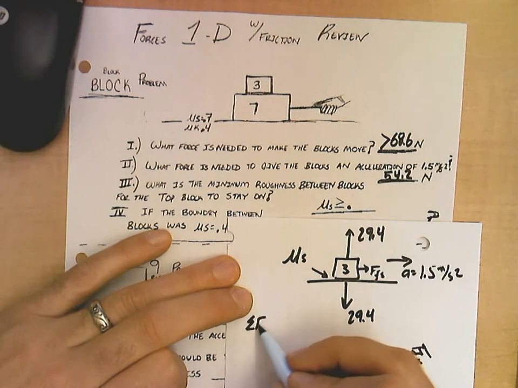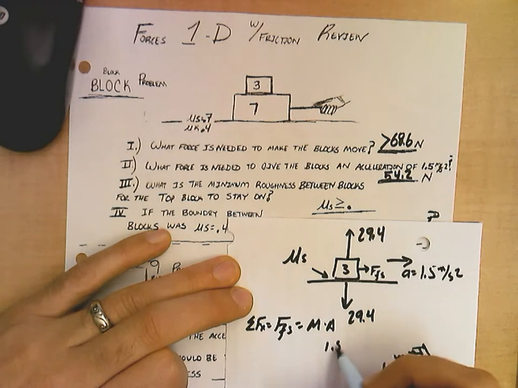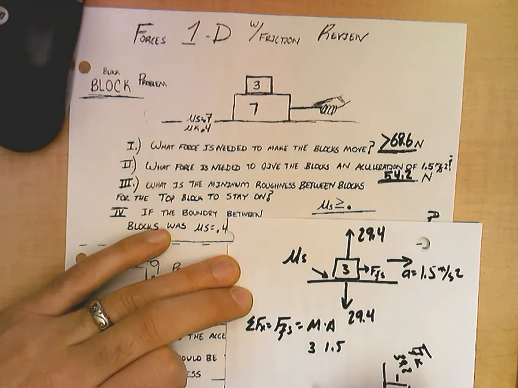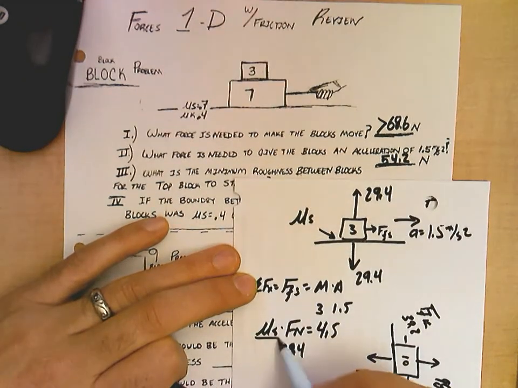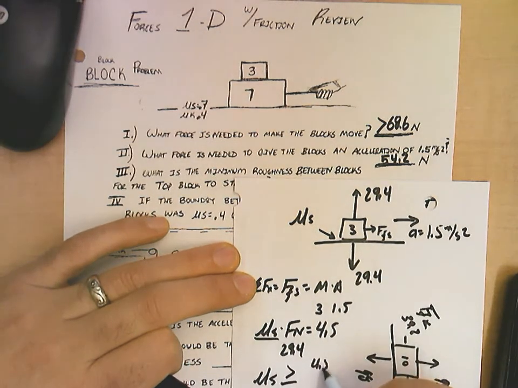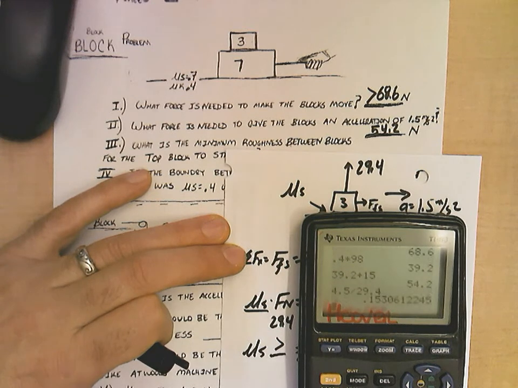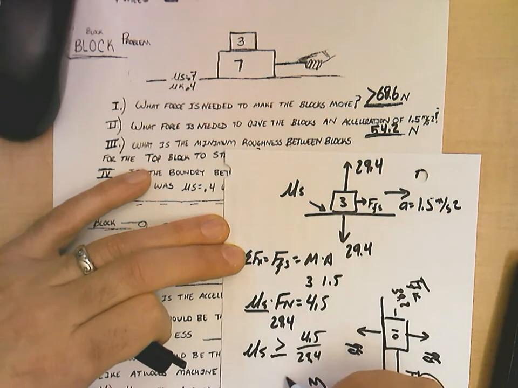So we say sum of forces in the x, that would be F_fs equals ma. We have 1.5 and 3, so that would be 4.5, and that equals mu s times the force of normal. Well, the force of normal here is 29.4, so that allows us to calculate mu s. Mu s has to be greater than or equal to 4.5 divided by 29.4. It's a pretty small number. 4.5 divided by 29.4 is 0.15. So it has to be greater than or equal to 0.15.